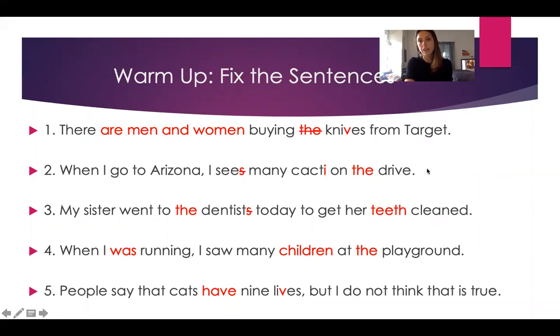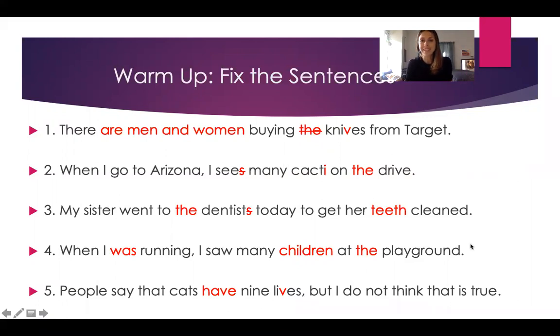I see many cacti on the drive. We do need an article here. And "the drive" talks about the drive from here in San Diego to Arizona. Now you might say, how do we know that that's what we're talking about? And it's because I'm talking. I made this sentence up. When I go to Arizona, I see many cacti on the drive from here to Arizona.